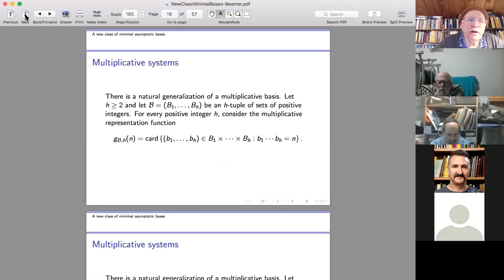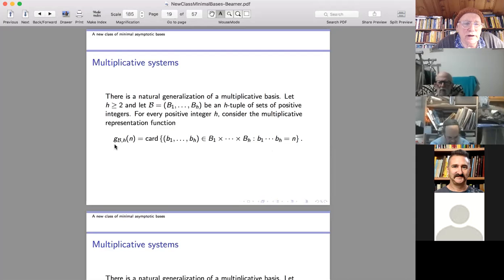Now, there is a natural generalization of a multiplicative basis, and it's the following. Suppose instead of taking one set of positive integers, you take h sets of positive integers. They do not have to be pairwise disjoint, or disjoint in any way. You simply have h non-empty sets of positive integers, and you consider how many ways you can write an integer n as a product of h factors with one factor coming from each of these sets.